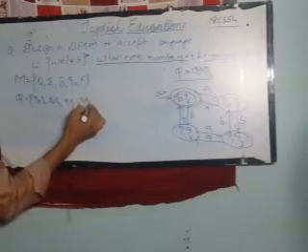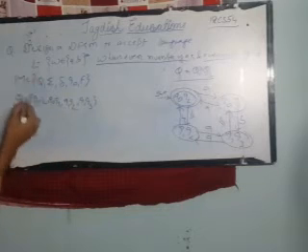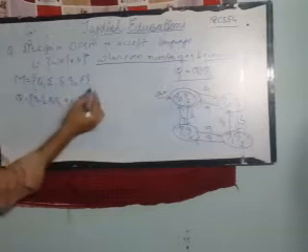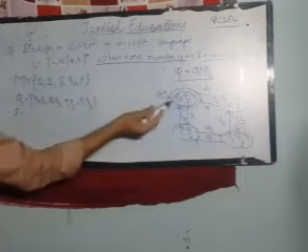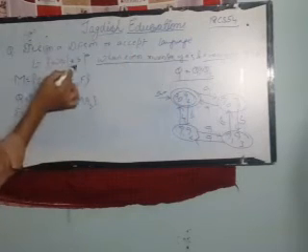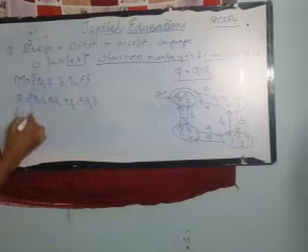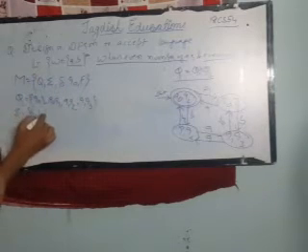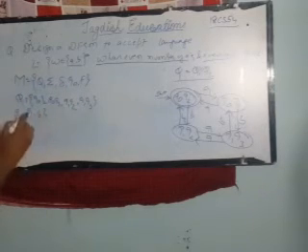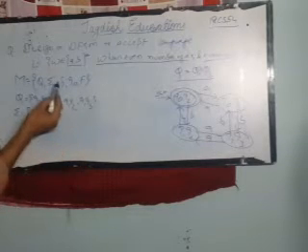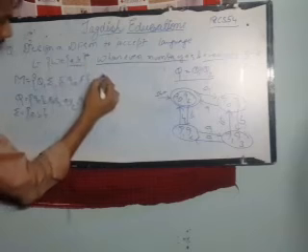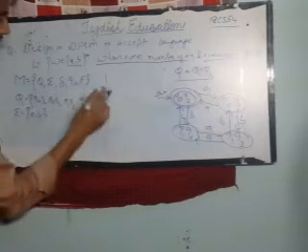Now, what are the input symbols Σ? The input symbols are nothing but a and b, as given here: Σ = {a, b}. Coming to the next one, what is the transition function? I'll be drawing the transition function here.